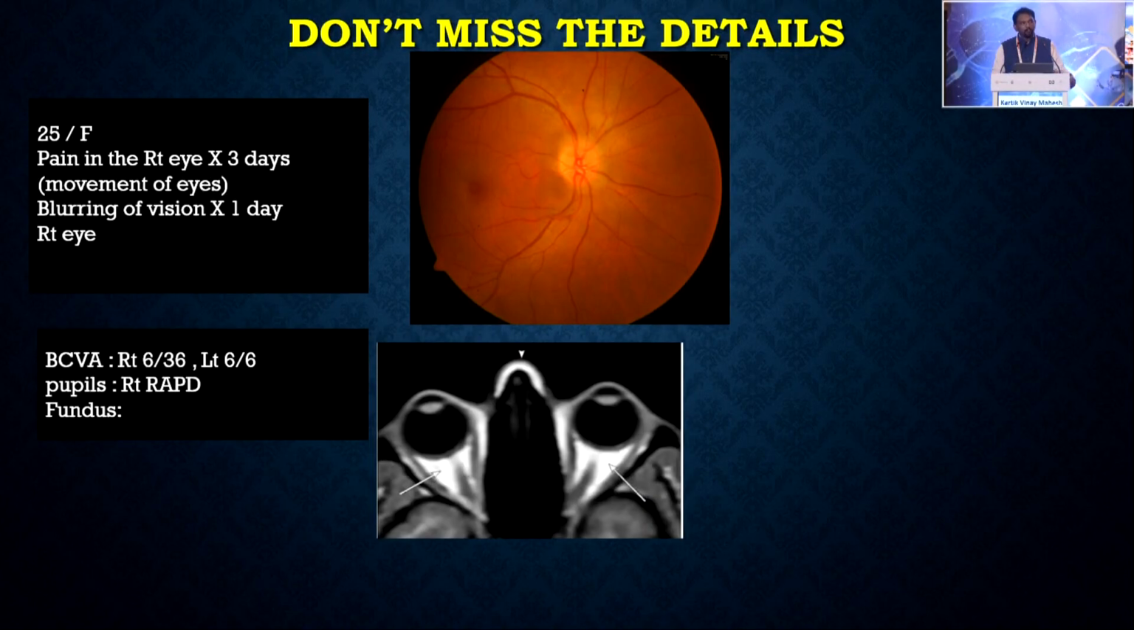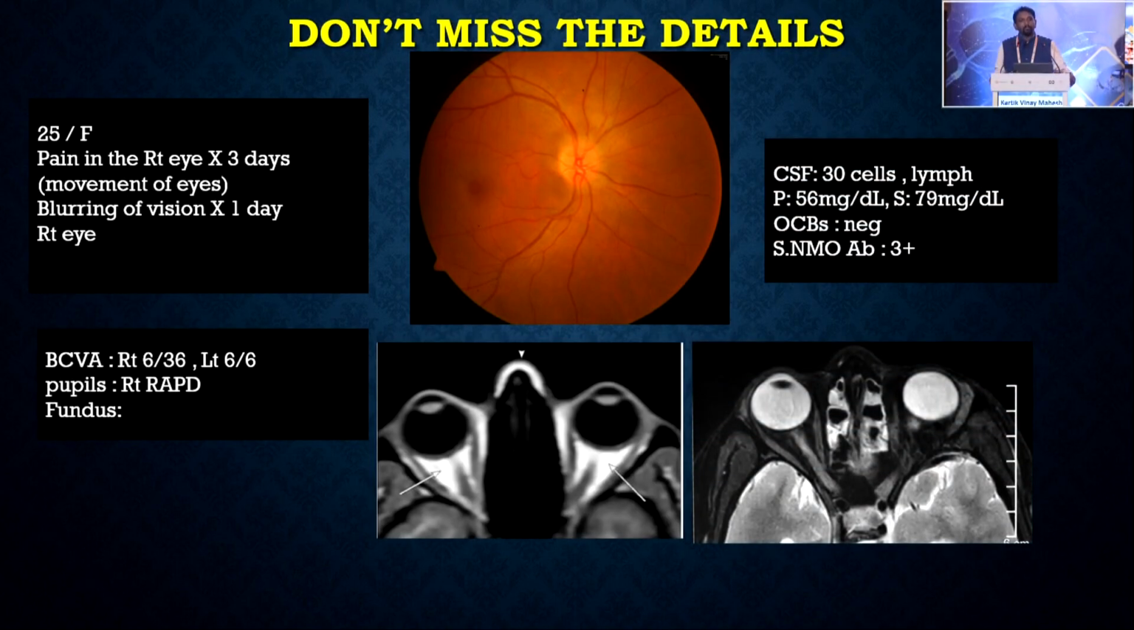No, you don't look at this MRI. This MRI is not a good MRI. The MRI of the orbits should have a fat suppressed image that you should ask for. You should ask the radiologist that I want a fat suppressed image, not a routine run of the mill MRI that you get every day.